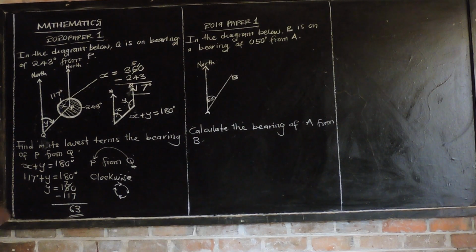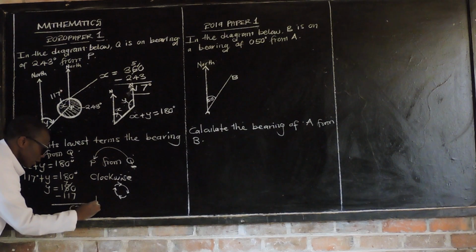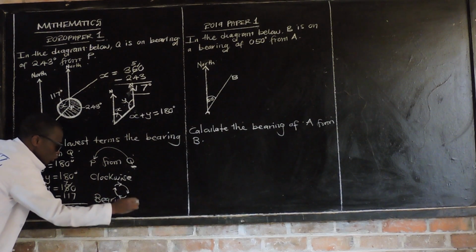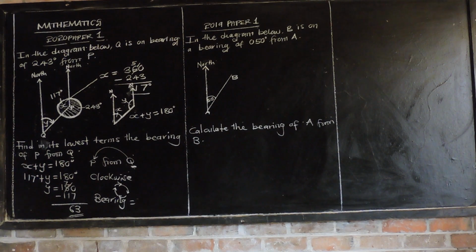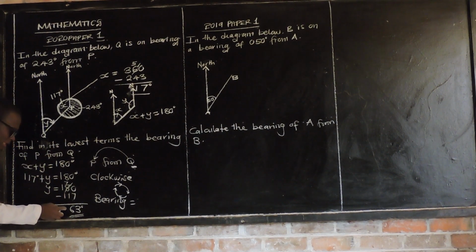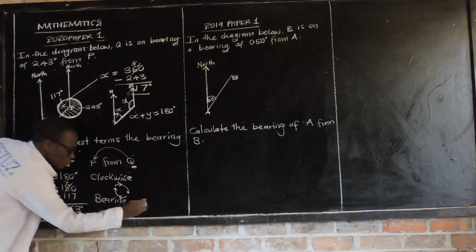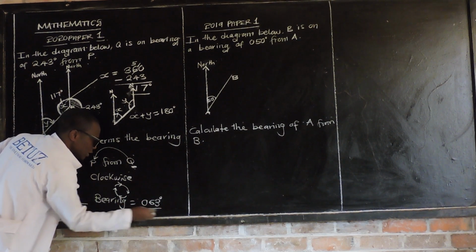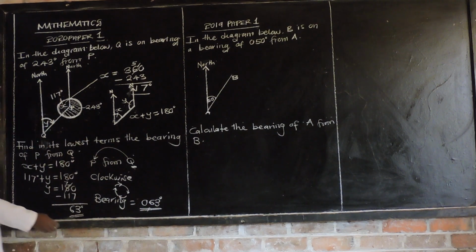Now in this case, since we have been told to find the bearing, bearing is equal to... now bearings are written in 3 figures. Our answer, 63, has 2 figures, so to make it a 3-figured number, we add a 0 in front of this 63. So we have 063 degrees, which is the bearing of P from Q.